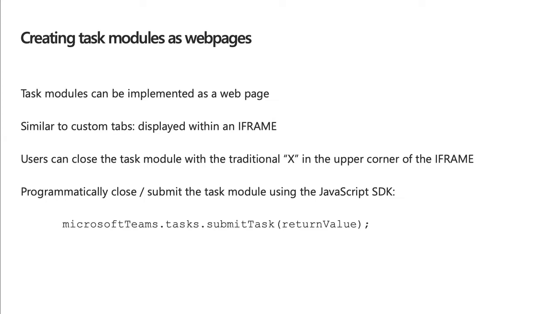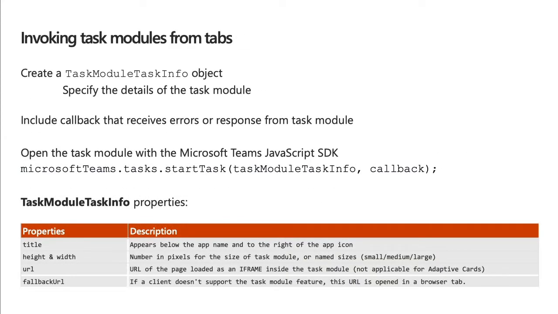They can select the traditional window close X in the upper right corner of the iframe, or they can select a button or a link that uses the JavaScript SDK to call the submit task method that will close the task module. Now let's look at invoking a task module from a tab. And this is done by calling the start task method in the Microsoft Teams JavaScript SDK. This method is going to accept two parameters.